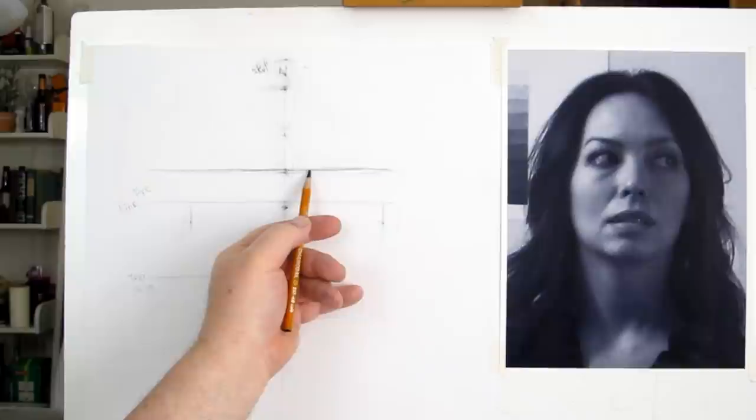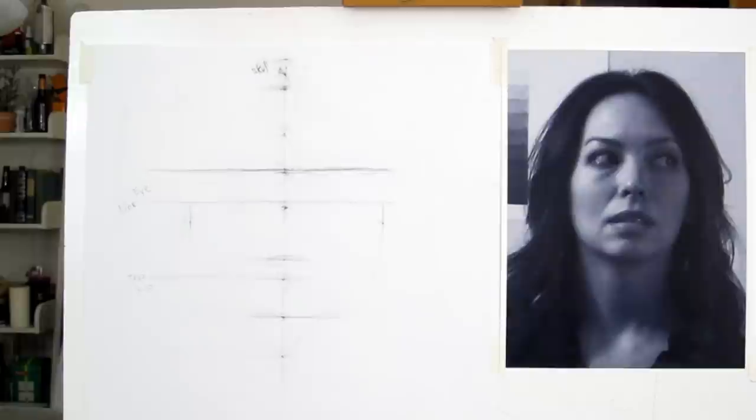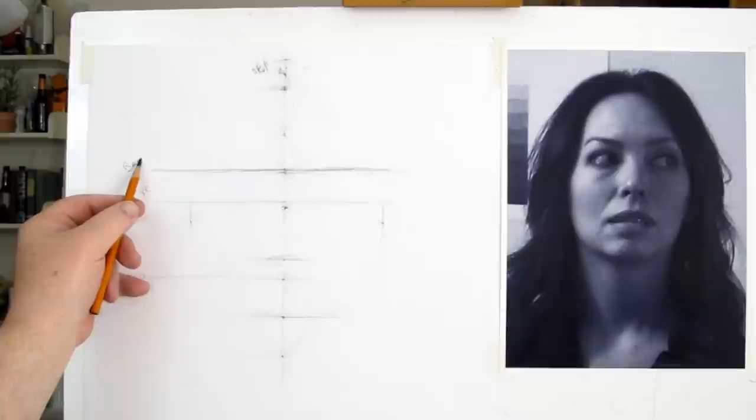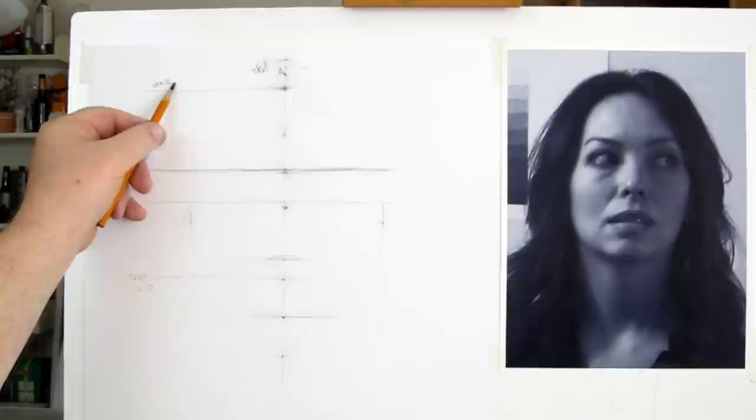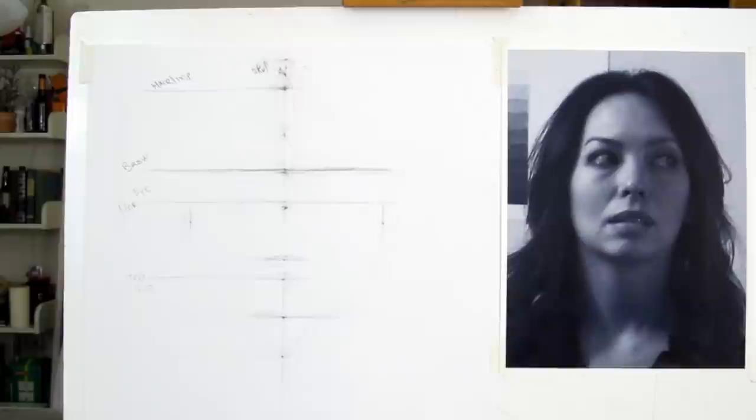So you want to be careful about that. Okay. So what have we marked here? This is the brow line. I marked this up here, but I haven't labeled it. That's the hairline. And that's the skull. Okay. And this is the width of the cheeks. So we're actually going to start to roughen the head, because we have some very basic measurements.